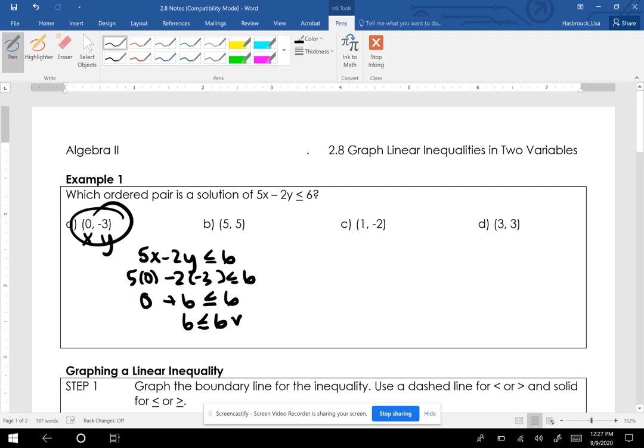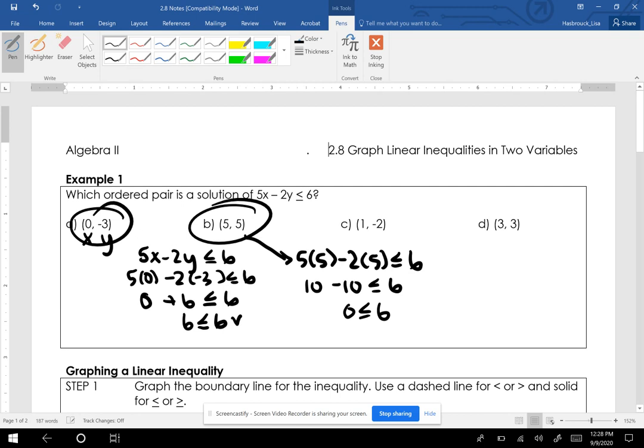Now keep in mind, you could have more than one solution to an inequality. So if you wanted to, you could check the rest of them to make sure that they don't also work. So if we were to do that, we would take 5 times 5 minus 2 times 5 and see if that's less than or equal to 6 for part B. We get 10 minus 10 is less than or equal to 6. 10 minus 10 is 0. 0 is less than or equal to 6. This is a true statement.